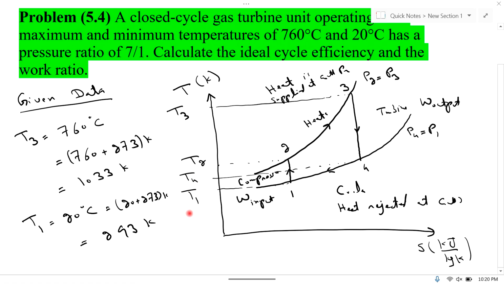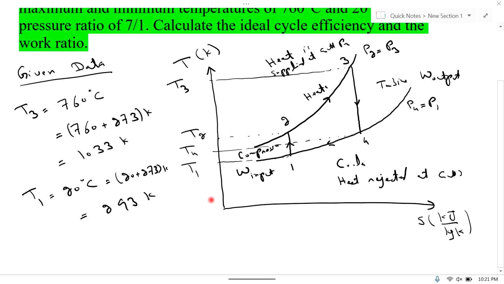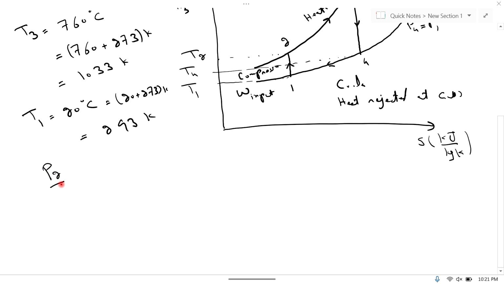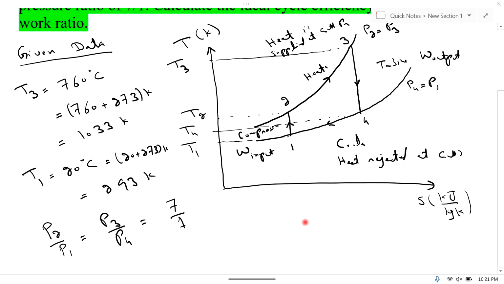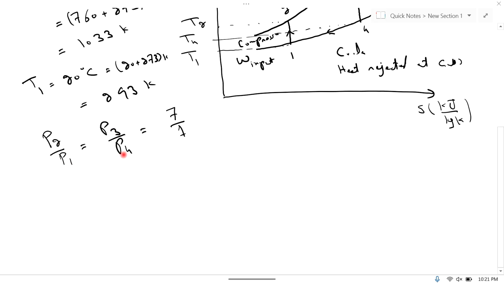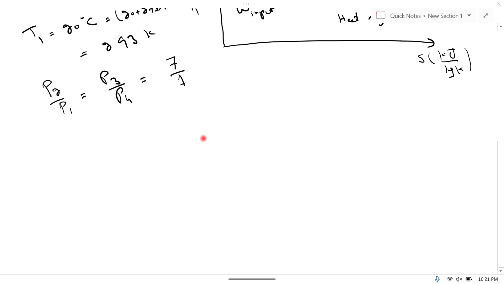It has a pressure ratio of 7 by 1, where 7 is maximum and 1 is minimum. So high pressure is at points 2 and 3, and low pressure is at points 1 and 4. P2 divided by P1 is equal to P3 divided by P4, which is the ratio of high pressure to low pressure. We know that P2 is equal to P3 and P1 is equal to P4. This is 7 by 1.